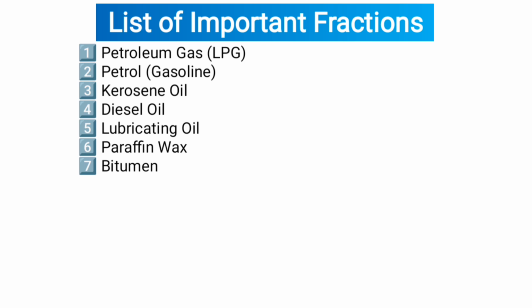List of important fractions. First one, petroleum gas, LPG. Second one, petrol, gasoline. Third one, kerosene oil. Fourth one, diesel oil. Fifth one, lubricating oil. Sixth one, paraffin waxes. Seventh one, bitumens. Now let's discuss one by one in detail.